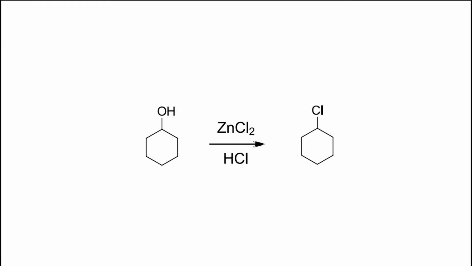Alcohols can undergo a substitution reaction where the OH is replaced with the chlorine using zinc chloride, or the Lucas reagent. You will be observing different reactions of an alcohol and an ether.